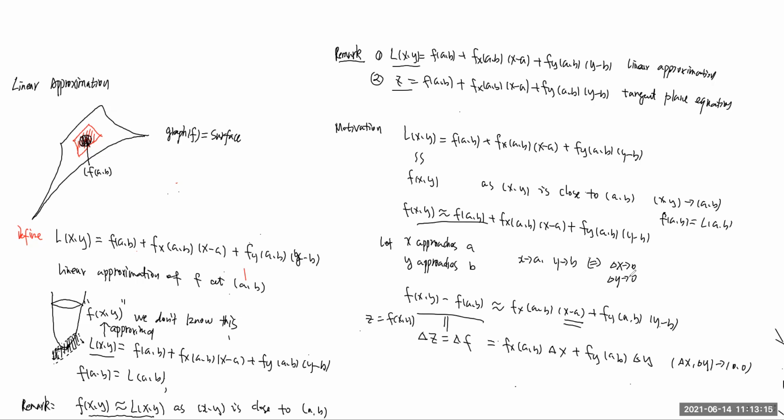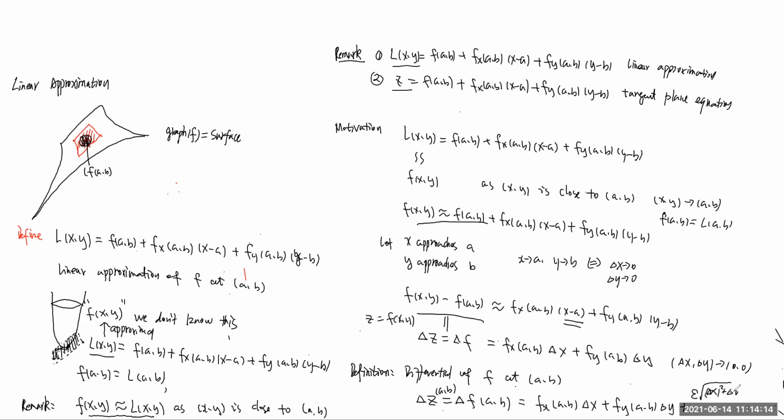So the whole process is just format. It's not the proof. I just say what we did. Let me know what I'm doing. And after I introduce this, I can introduce the differential of a function at (A,B), which is delta Z or delta F. At (A,B), it is defined as fx(A,B) delta X plus fy(A,B) delta Y plus some error like this, delta X plus delta Y.